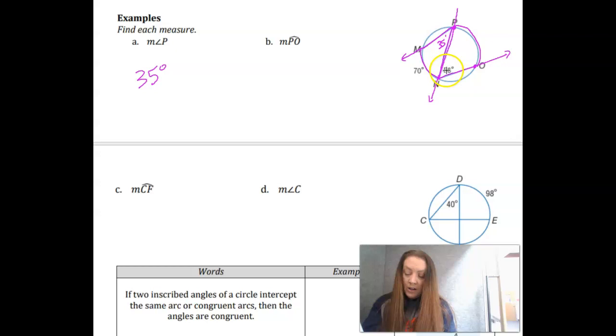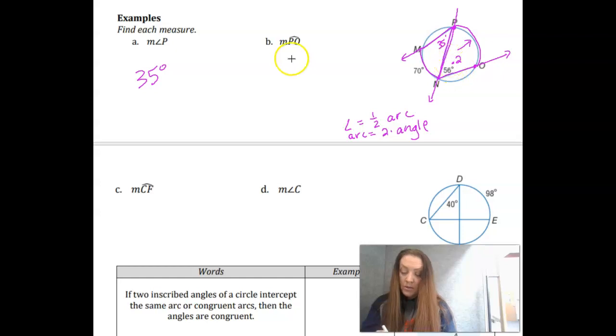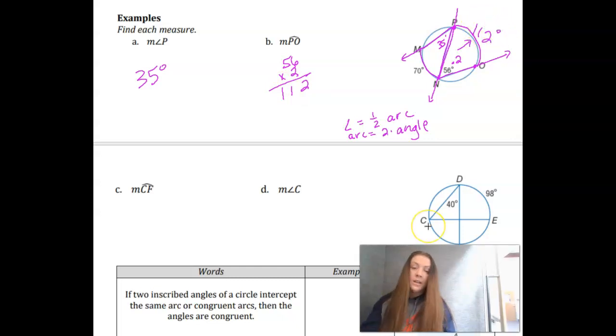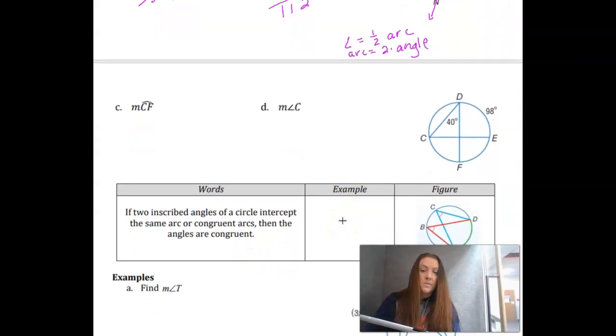And so if the angle is half the arc, that means I'm going to double it to get the arc. Okay, so the angle is half of the arc, or the arc is 2 times the angle. You can think of it either way. So 56 times 2 is 112.